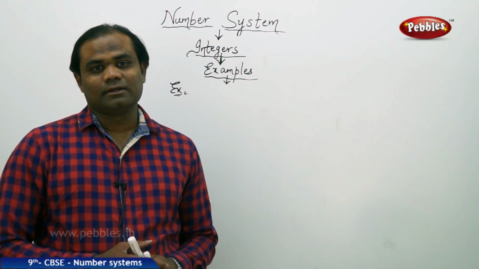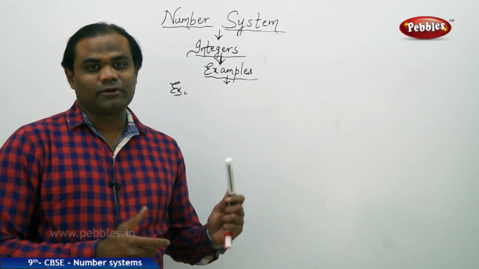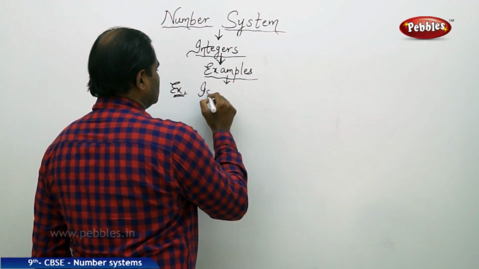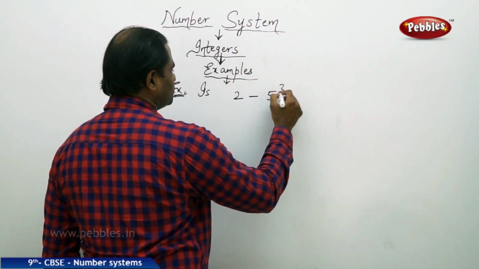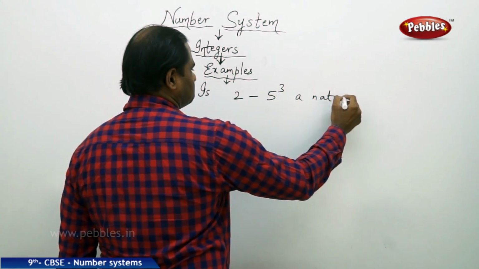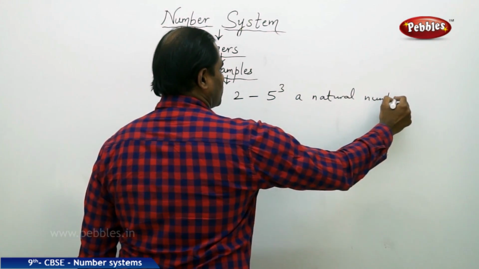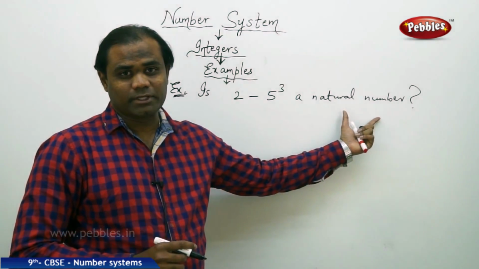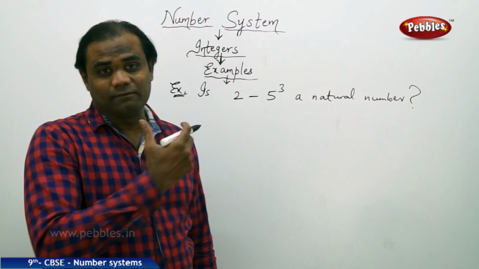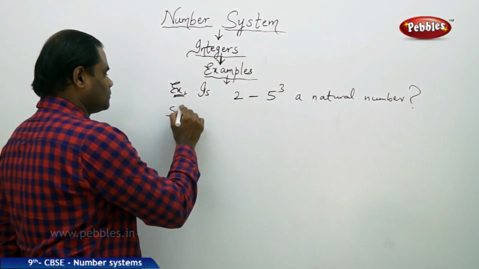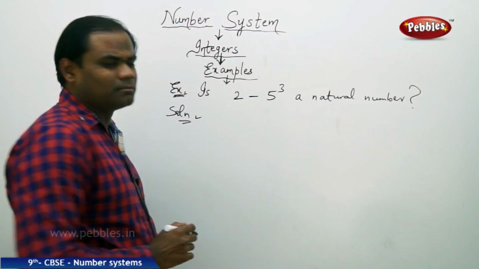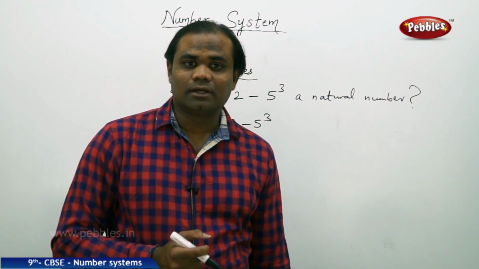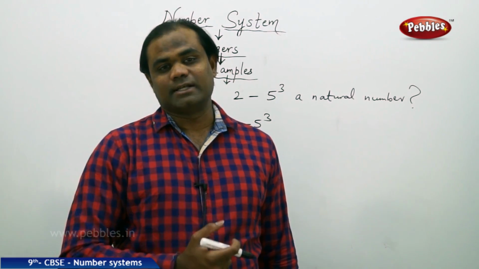Let's try to identify with a different example. Say for example, I have: is 2 minus 5 cube a natural number, or a whole number, or an integer? So let's try to identify the answer for this question using the properties we have learnt. Now the given problem is 2 minus 5 cube, and I have to justify for this number being an N, a W or a Z.